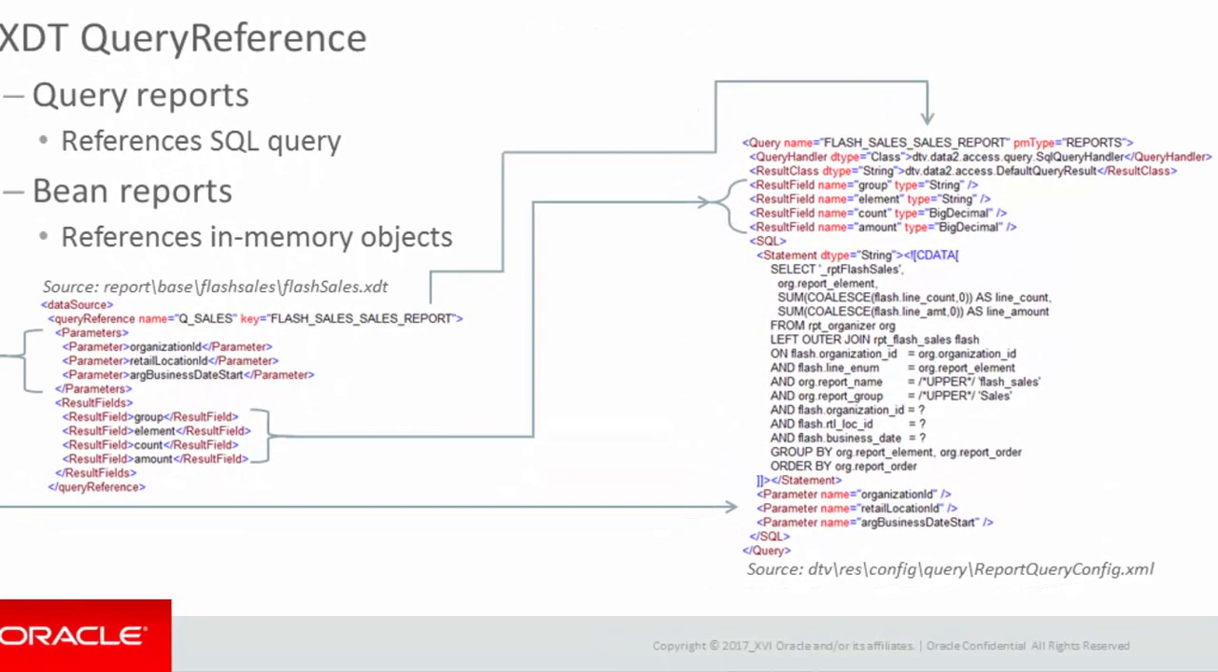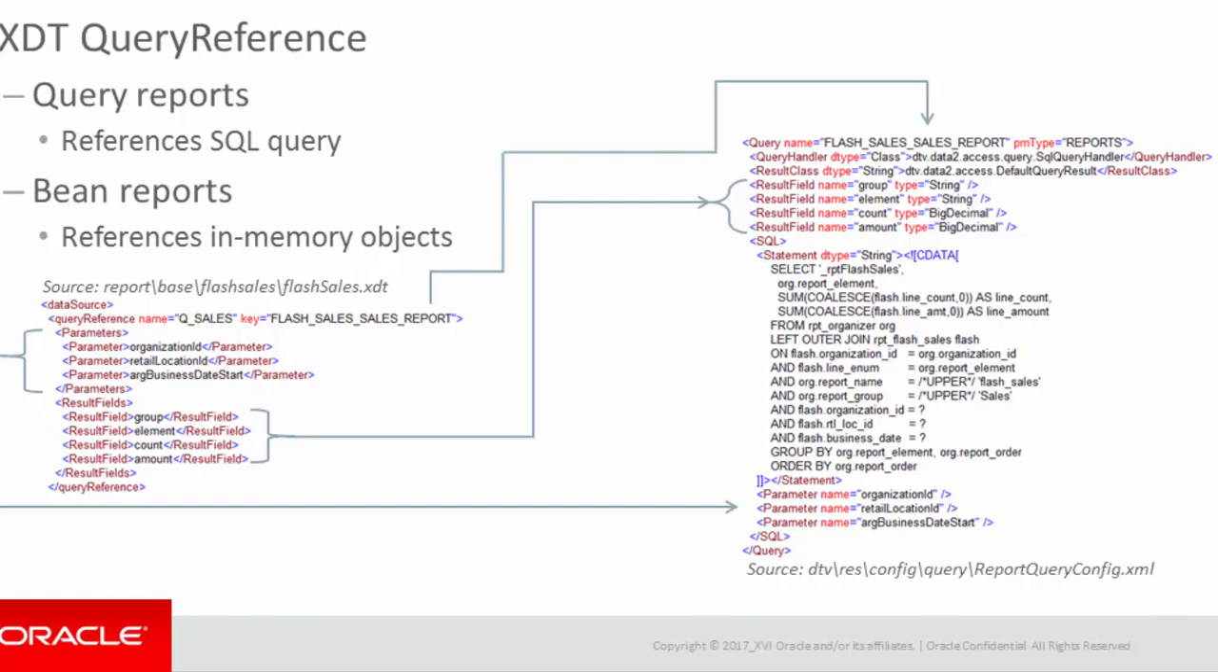The QSales query reference is used to retrieve sales counts and amounts for a business date, location ID, and organization ID. The XDT's query reference's key attribute identifies a query named in a report query configuration file. As you can see, there is a direct mapping of the parameters and result fields in the XDT's query reference configuration and that of the query in the report query config.